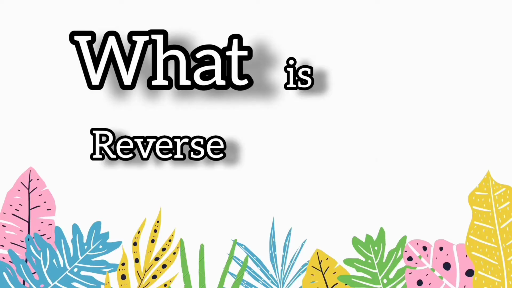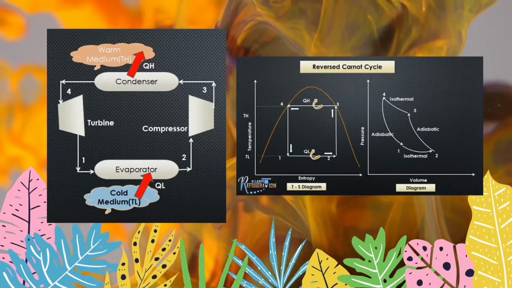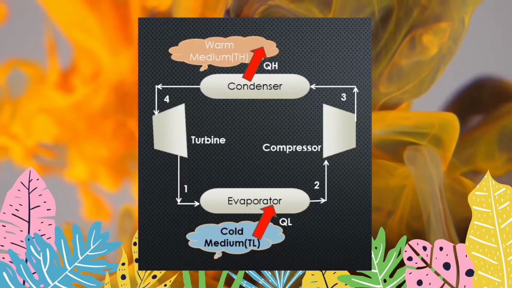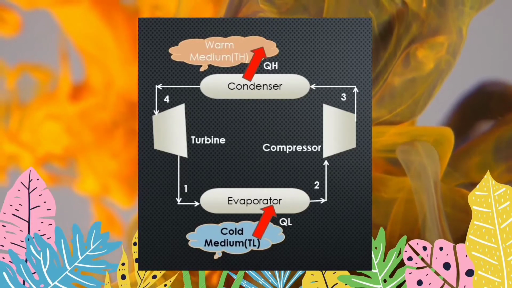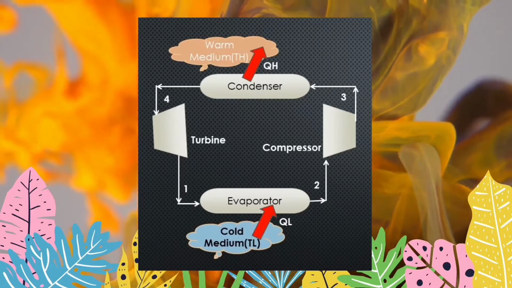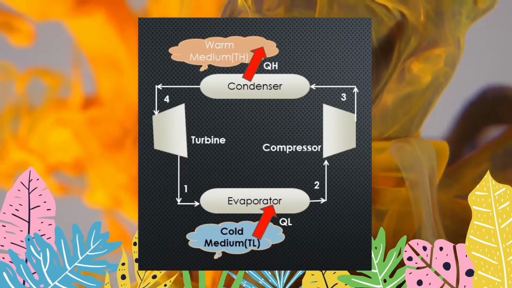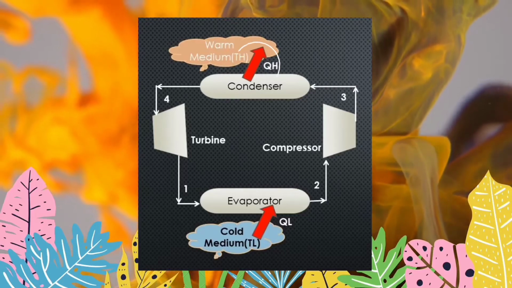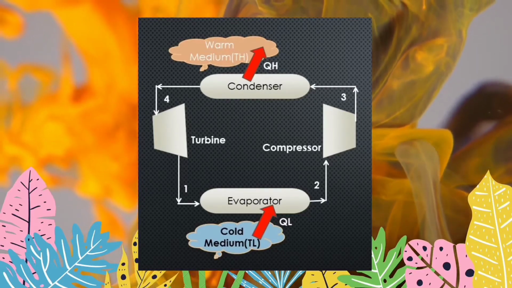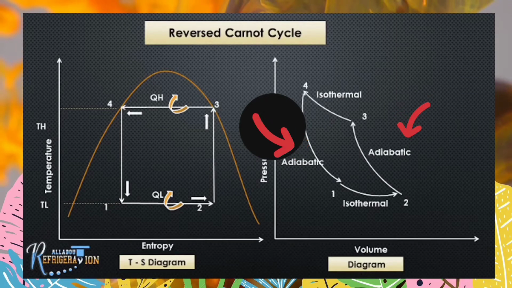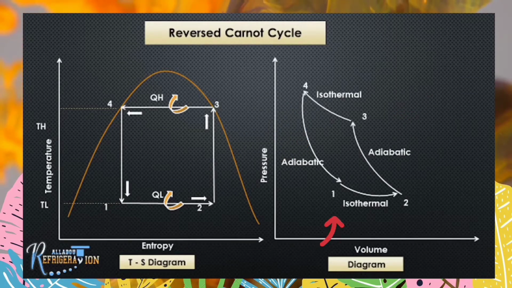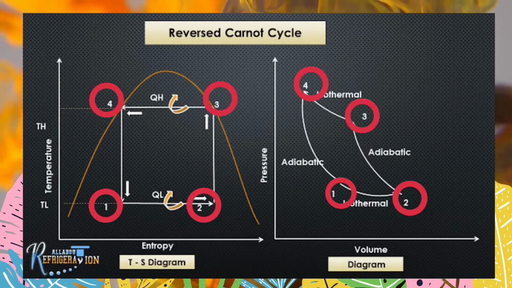What is the reverse Carnot cycle? As the name indicates, the cycle has a reverse direction, that is, anti-clockwise direction like this. We see from the block diagram, heat QL is absorbed from the low temperature reservoir, TL equals constant, and heat QH is rejected to a high temperature reservoir, TH equals constant. The reverse Carnot cycle also consists of two isentropic processes, 2 to 3 and 4 to 1, and two isothermal processes, 1 to 2 and 3 to 4. The process undergoes in direction 1, 2, 3, 4, 1.